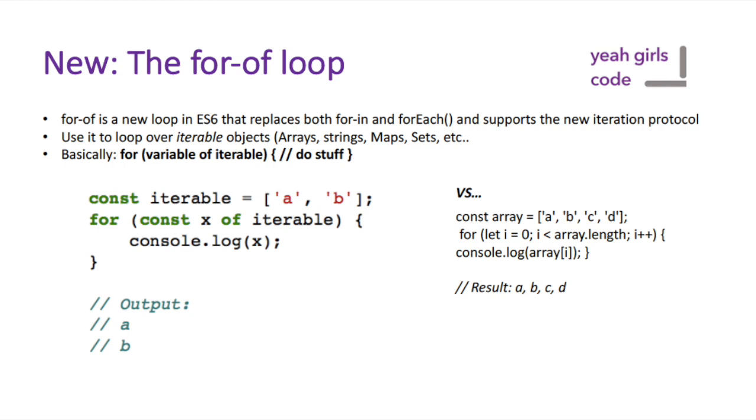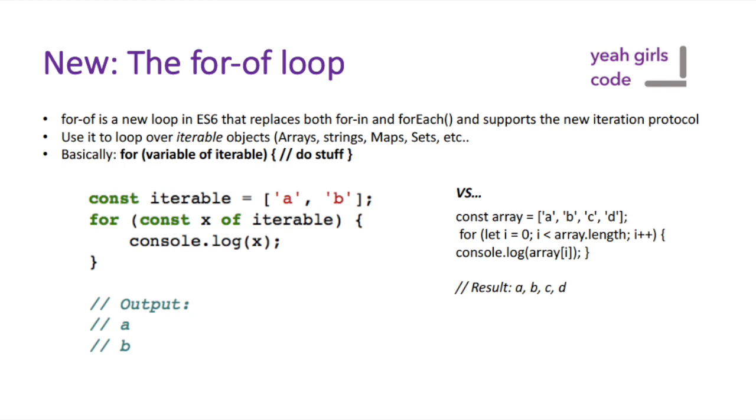So, let and const were quite straightforward. Now let's look at the new feature, which is the for of loop. The for of loop is a new loop in ES6 that replaces both for in and forEach loops, and it supports the new iteration protocol. You use it to loop over iterable objects, which are, for example, arrays, strings, maps, sets, etc. You should check out iterable objects online if you want to know more about this.